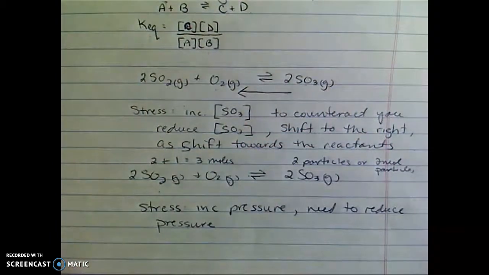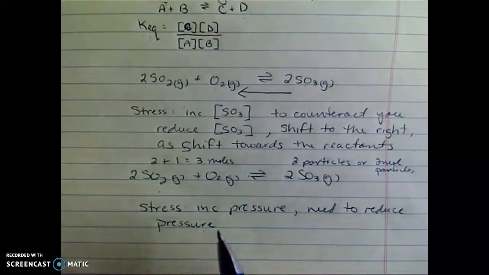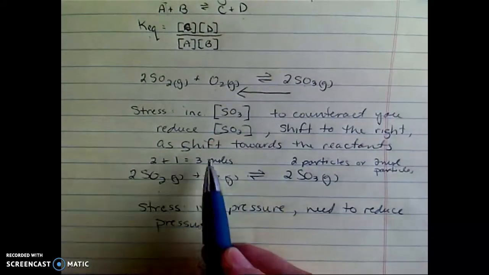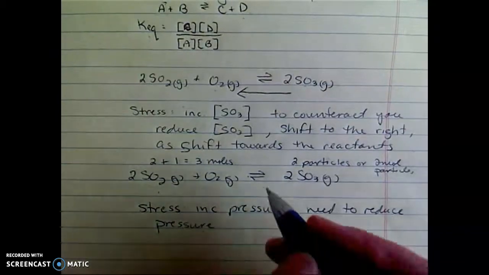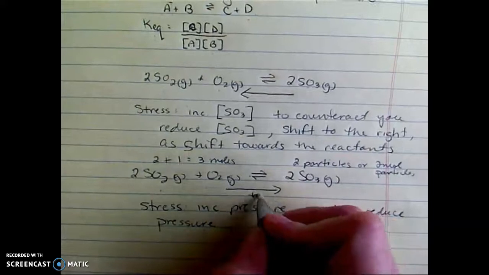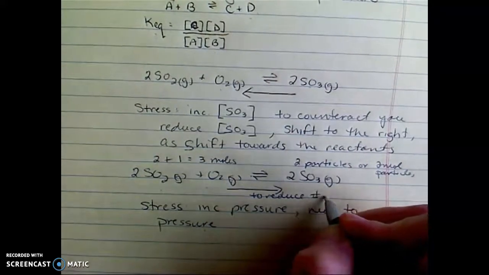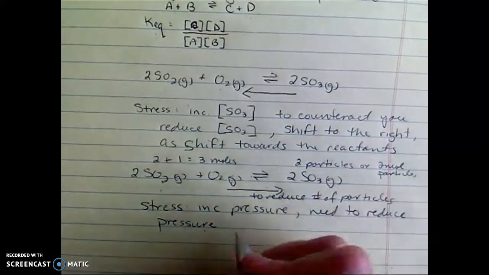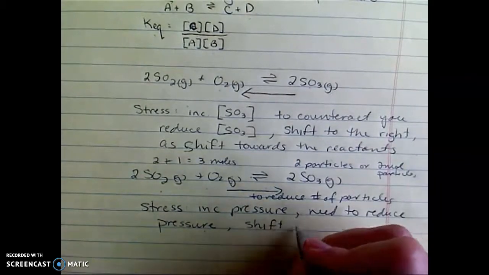particles on that side. So if we want to reduce the pressure, we're not going to want to go towards the reactants because there's more particles, there's more moles. So what we're going to want to do is go in this direction to reduce the number of particles. So in order to relieve this stress, we are going to shift to the right.